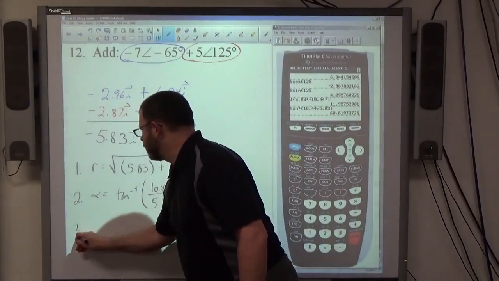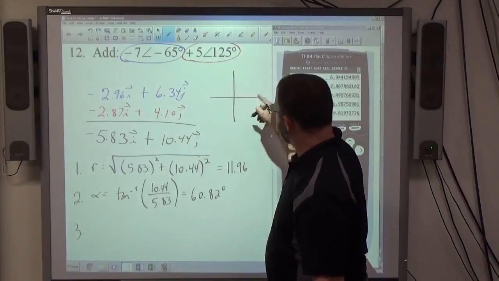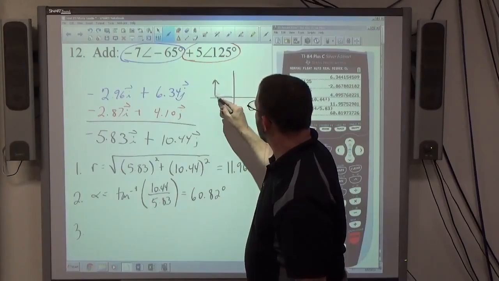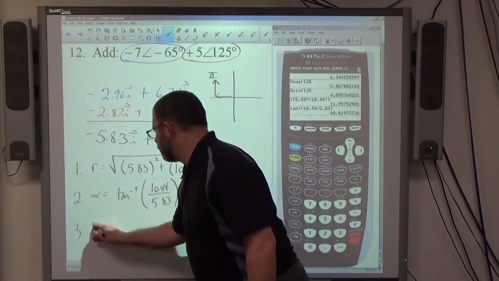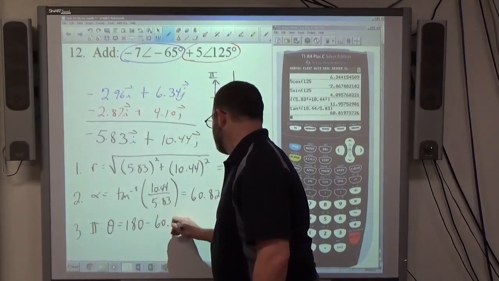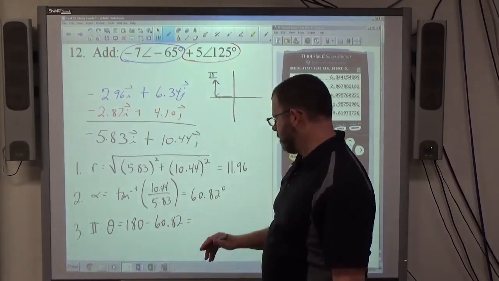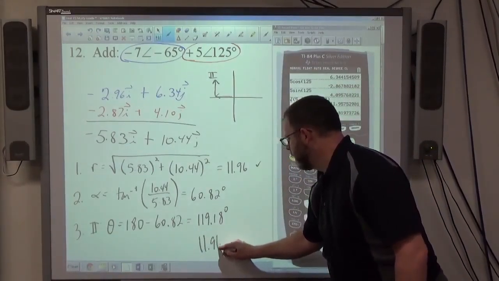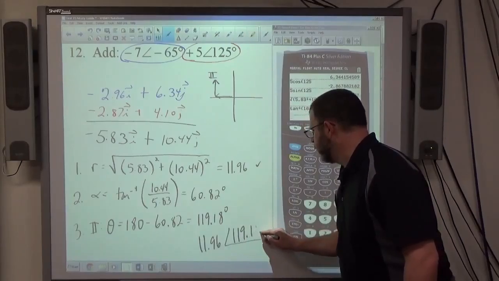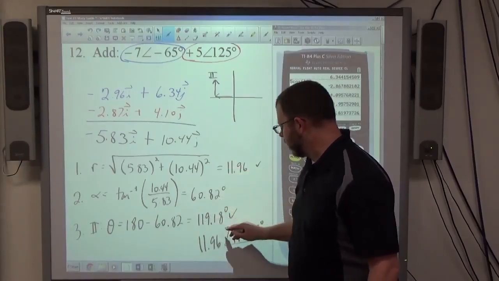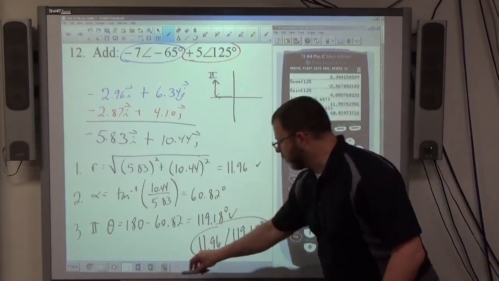And step 3, we have to establish a quadrant. And again, here's my xy axes. I'm going left for -5.83, up for 10.44. That takes me into the second quadrant. The rule for the second quadrant is theta is equal to 180 minus alpha. That'll be 119.18. So 11.96 at an angle of 119.18 degrees. R and theta are the numbers we're looking for in our polar form.